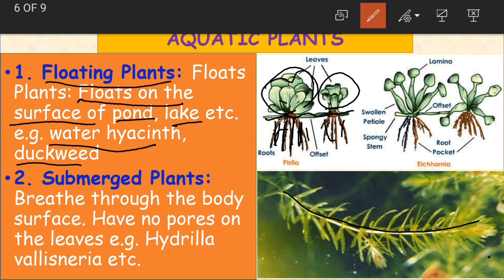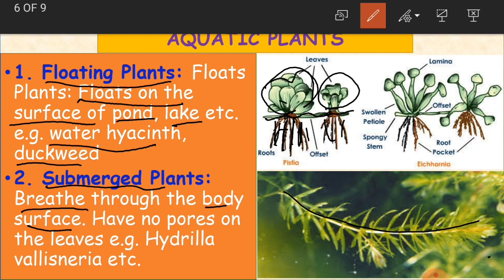And now what about submerged plants? Submerged means they are merged in the water. These plants live in the water and they breathe through the body surface. How do they breathe? Through the body surface. And they have no pores on the leaves.